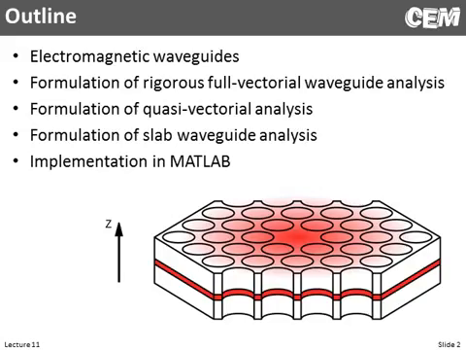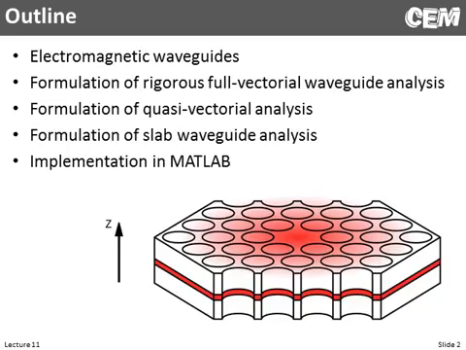Then we're going to step through some approximations where we can sort of do the rigorous full vector waveguide analysis. Can't call it rigorous anymore. We're going to make some approximations, but it's going to make our formulation and analysis a lot simpler and computationally more efficient, and we're going to get just about the same answer. And we'll call that quasi-vectorial analysis.